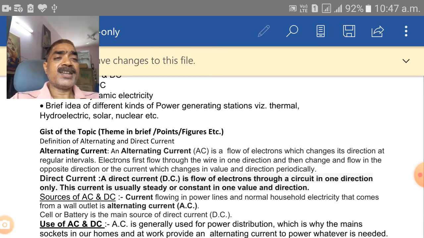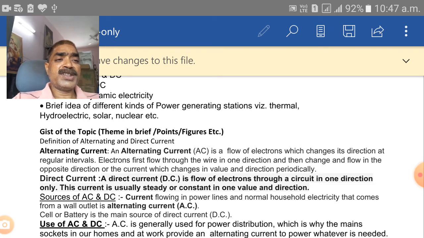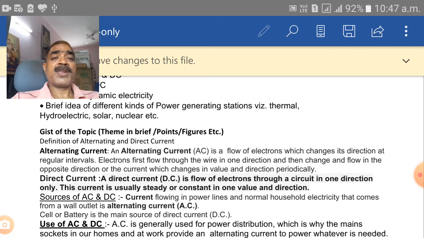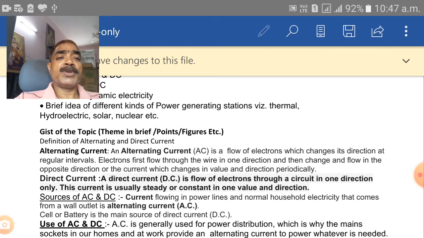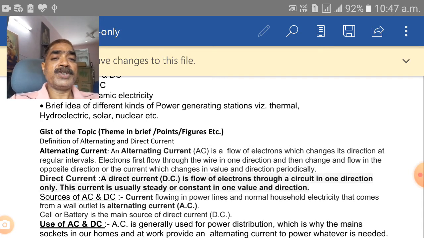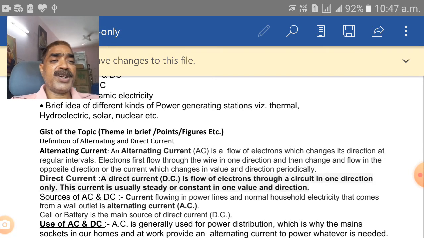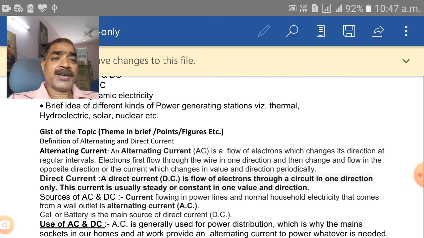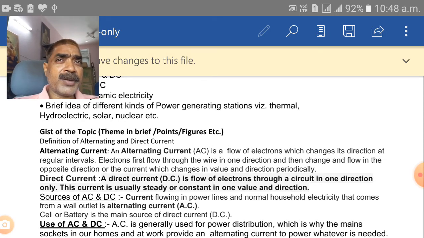Alternating current is a flow of electrons which changes its direction at regular intervals. Electrons first flow through the wire in one direction and then change and flow in the opposite direction, or the current which changes in value and direction periodically. This is alternating current. Alternating current means first the current flows in one direction, then after an interval of time the current flows in the next direction.